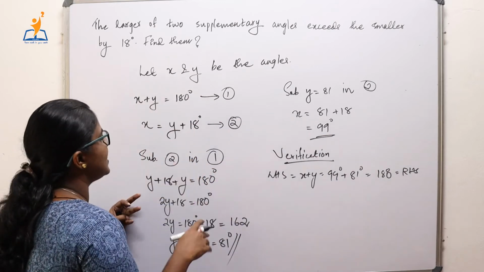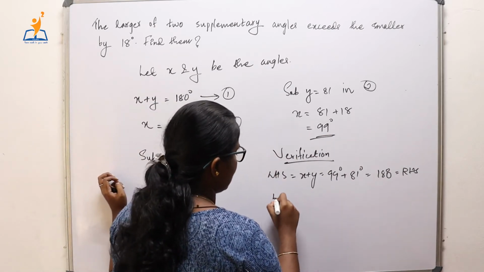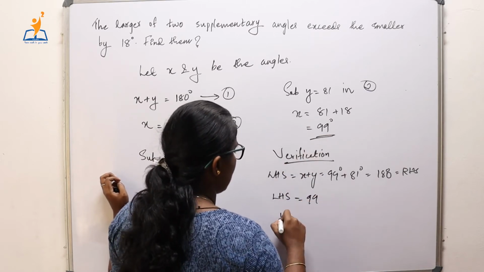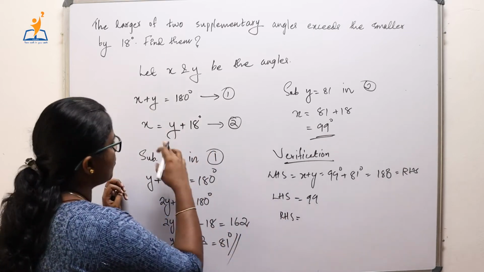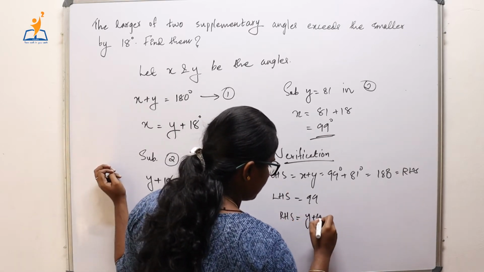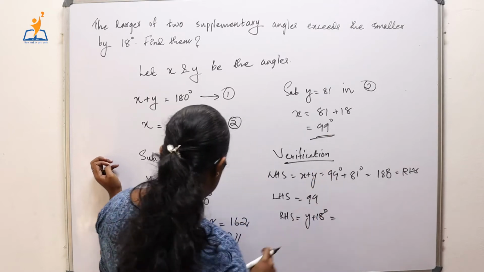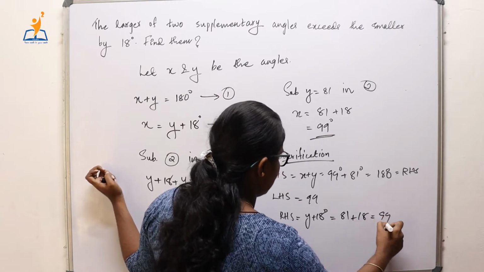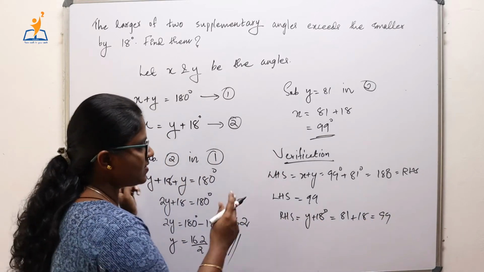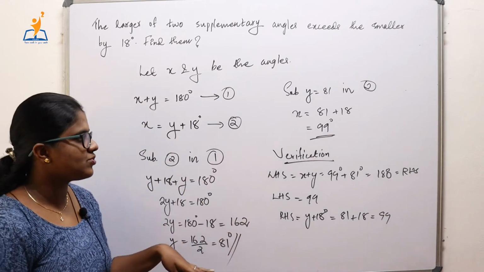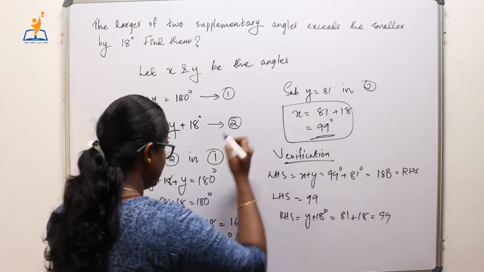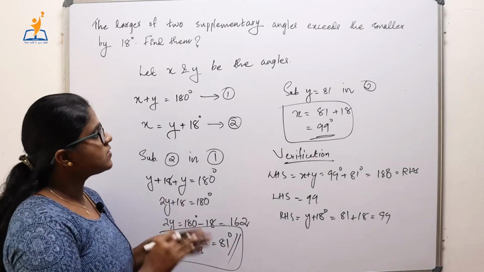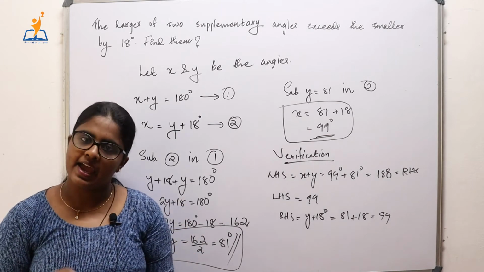Now going to the second equation, x is equal to y plus 18. LHS is nothing but x, that is 99, and RHS is y plus 18. Let's go for RHS, y plus 18. y is nothing but 81. 81 plus 18 is 99. So LHS becomes equal to RHS. So it is clear that x is equal to 99 degree and y is equal to 81 degree is the solution for this pair of linear equations. So the angles are 81 degree and 99 degree.